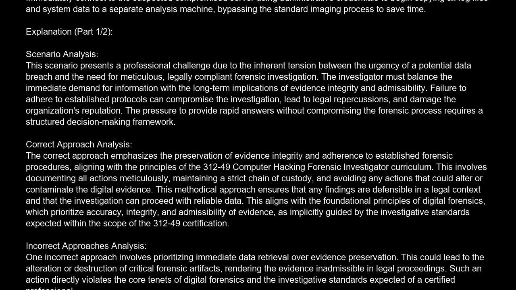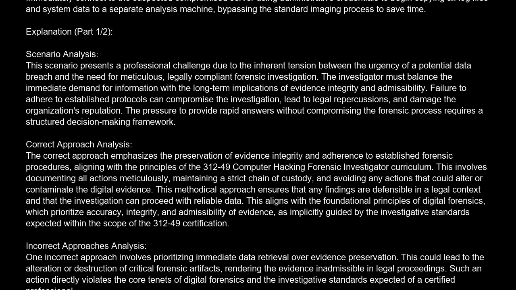The correct answer is C. Immediately connect to the suspected compromised server using administrative credentials to begin copying all log files and system data to a separate analysis machine, bypassing the standard imaging process to save time.